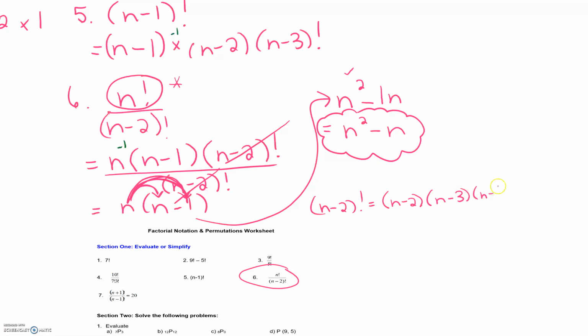And then you just keep going and you don't really know what you're going towards, right? You can't simplify that with n. So if you do try that, just erase it and try something else. Try a different strategy. Just like I said, try simplifying out n factorial instead.